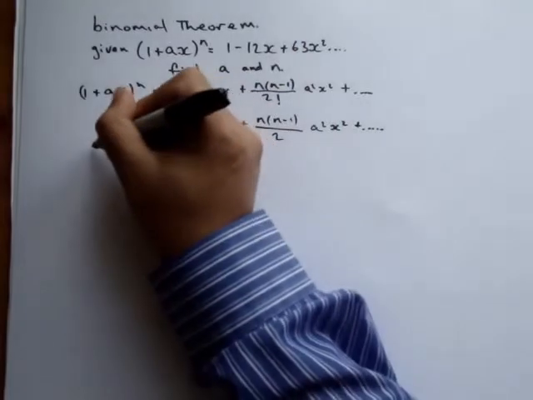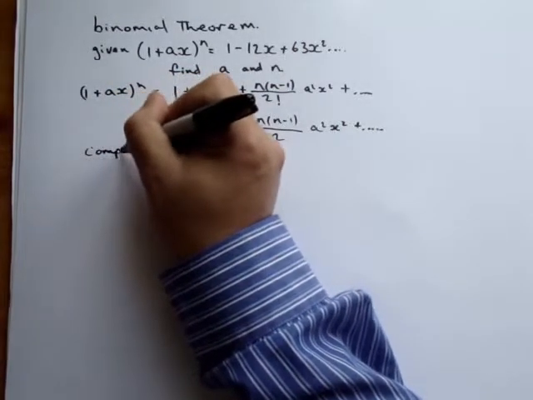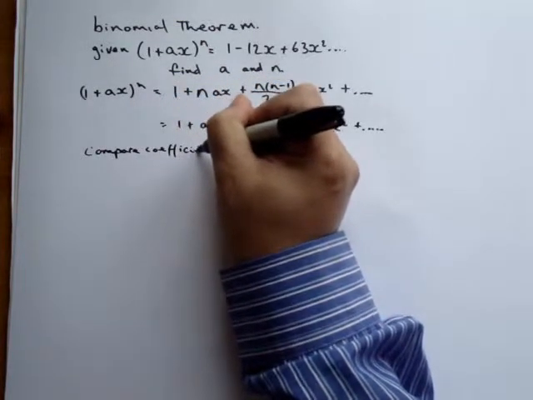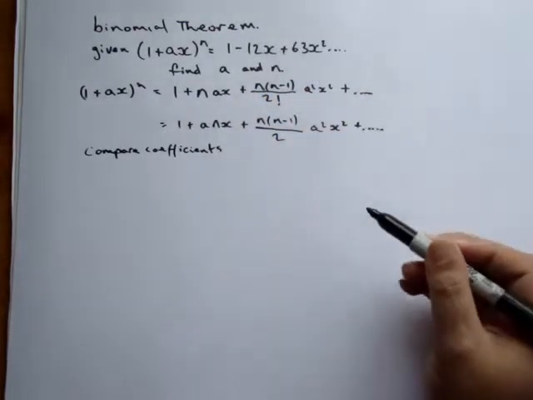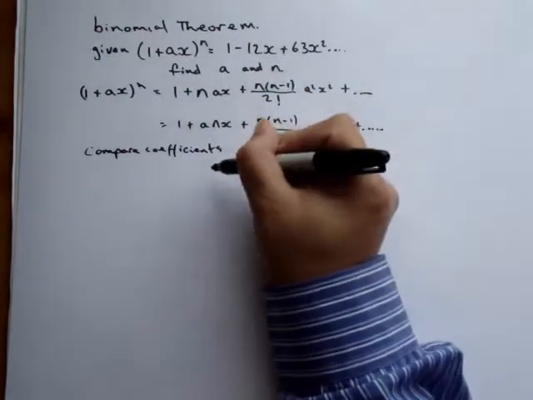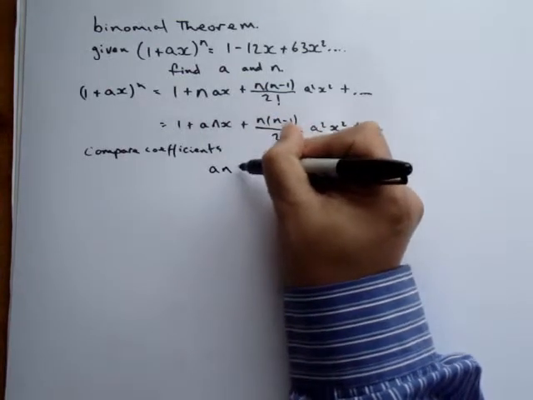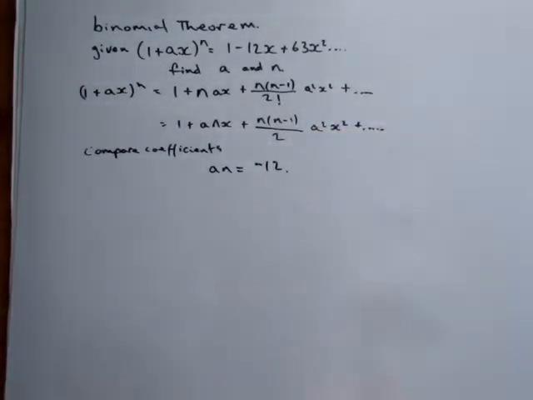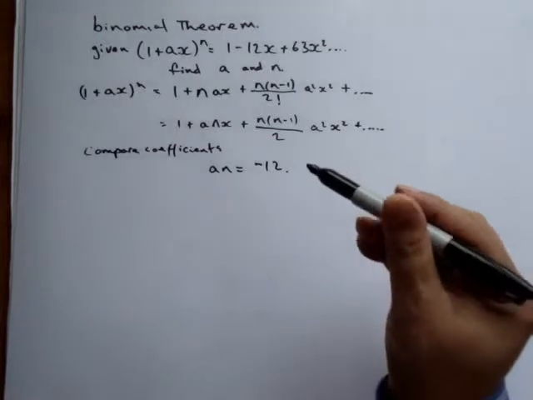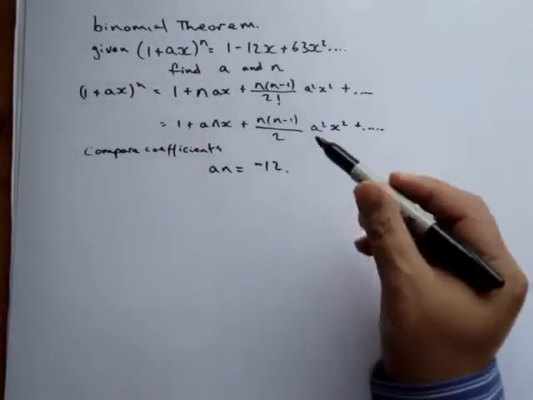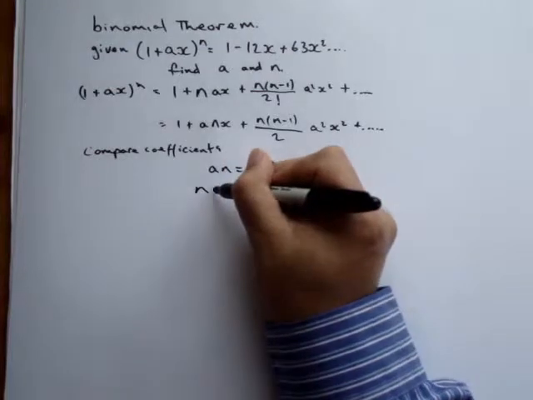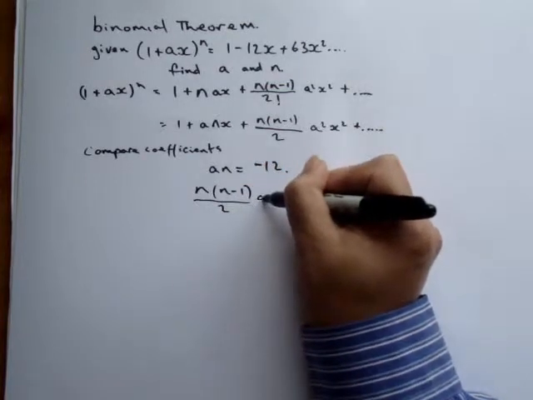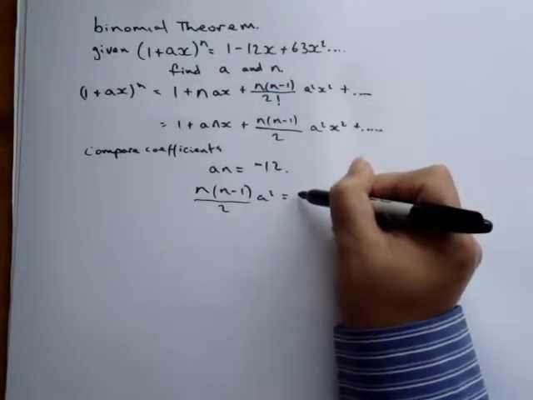So if we compare coefficients, for our x we had 12, so we have an equals minus 12, and then for our x squared we had 63. So all this n minus 1 over 2 a squared equals 63.